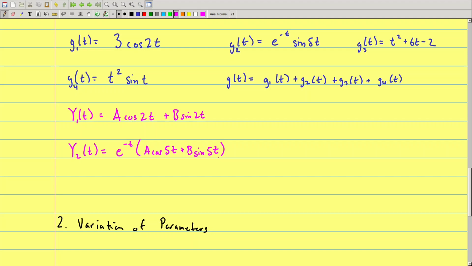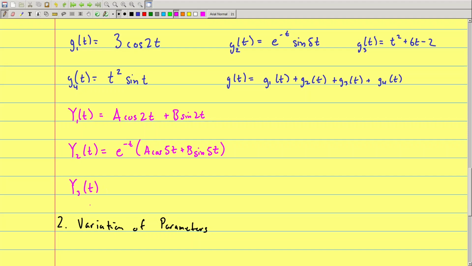Yeah, the question here is whether it matters if it's cosine and then sine, or sine and then cosine. It doesn't matter. As long as you're consistent in the way that you write it, it doesn't matter the way that you label them.